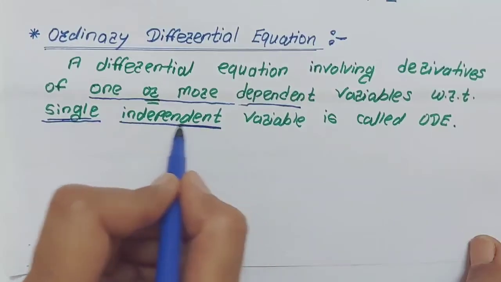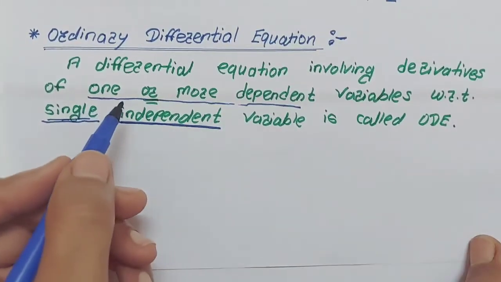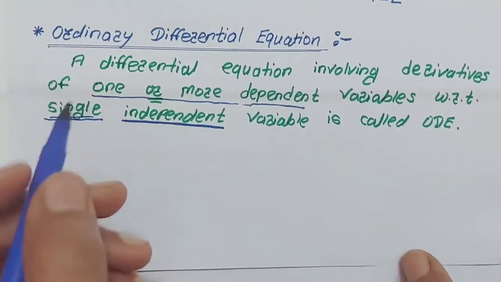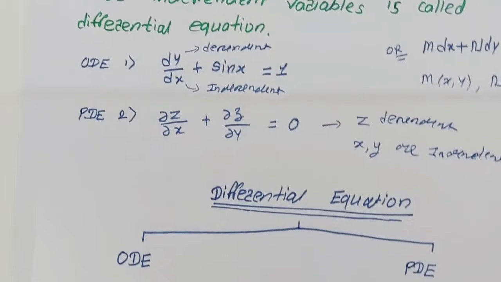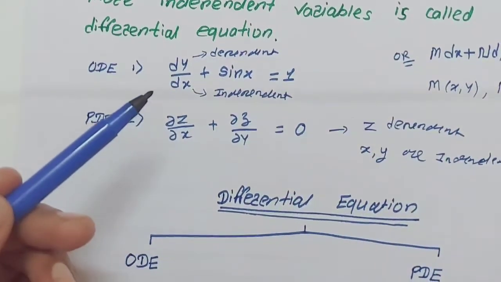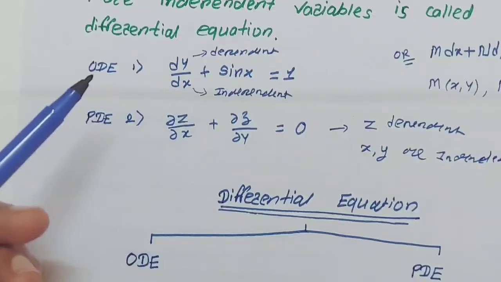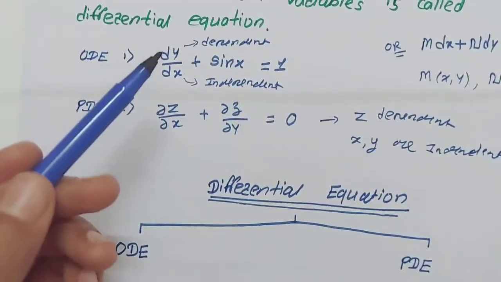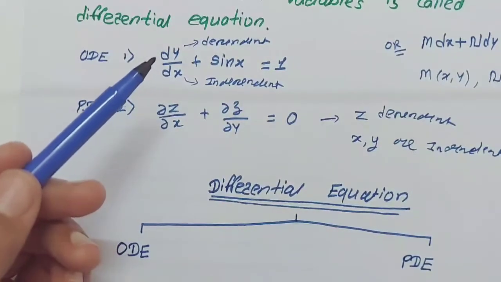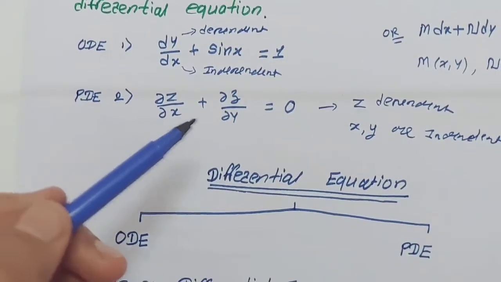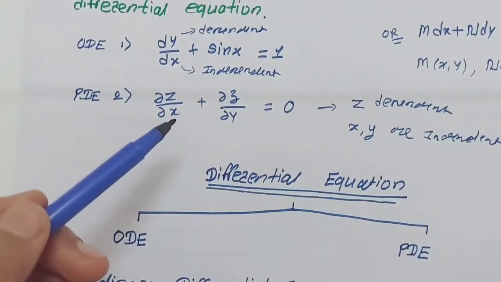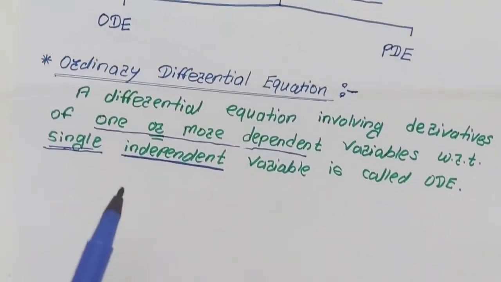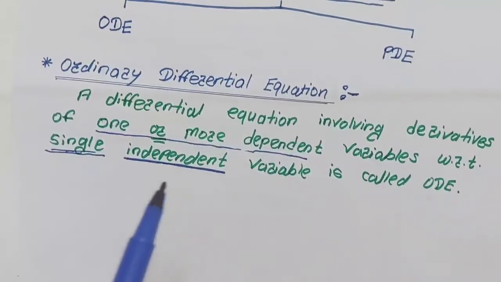So in this equation there must strictly be a single independent variable, and there is no condition on the dependent variables. We can take one or more dependent variables. So here in the first example it contains strictly a single independent variable, so this is an ordinary differential equation. The second equation contains a single dependent variable, same as the first example, but still the second equation is not an ordinary differential equation because it contains two independent variables. So our condition is that the equation must contain a single independent variable.